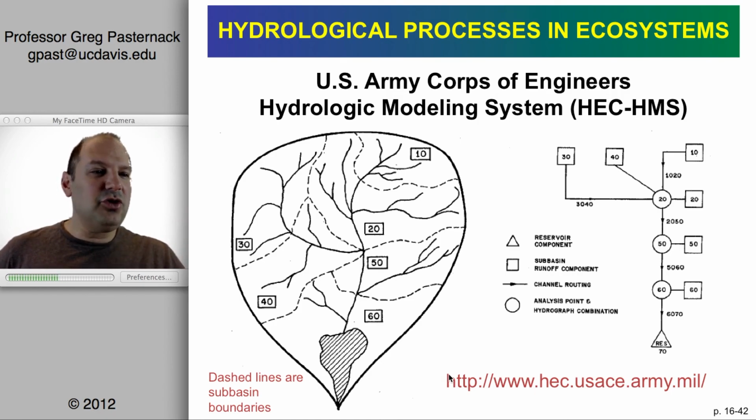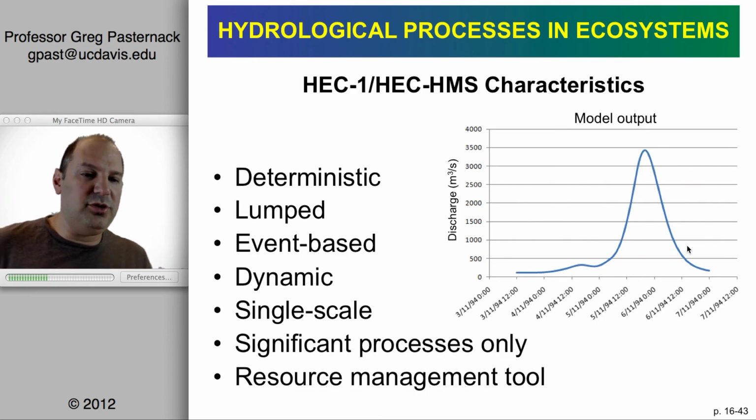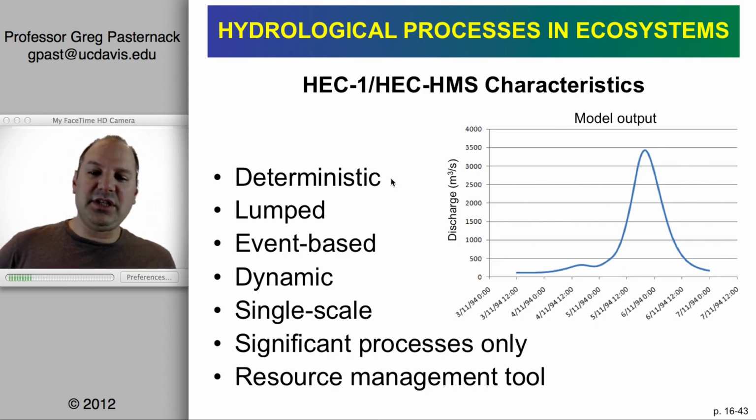Again, until you're hands-on with this, I know it's going to be hard to think about it. So we will, of course, have assignments that deal with this. This is what an output would look like from this type of model. You have discharge through time. It's a transient flow. It produces a hydrograph. So it's a deterministic model as opposed to stochastic.